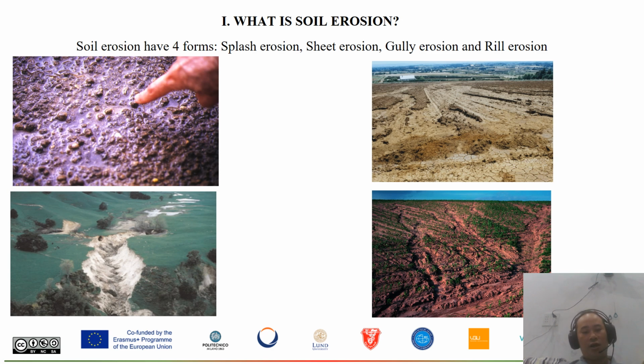Soil erosion has four forms. The first is splash erosion, sheet erosion, gully erosion, and rill erosion. The gully erosion and rill erosion are the main forms of soil erosion in the mountain areas.